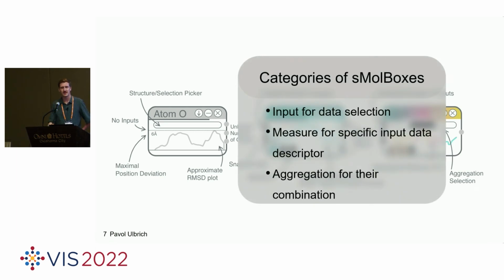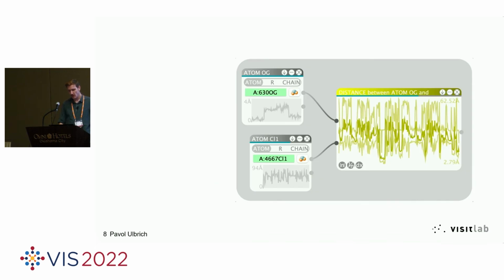Well, I think I said quite a lot of things during this slide, so let me just recap it very quickly. We have input Smallboxes such as atom, residue, chain, or some subsections as an active site. We have measure Smallboxes as distance, angle, or root mean square deviation, or computationally more expensive ones that we can load as a CSV. And we have aggregation Smallboxes as maximum, minimum, and average.